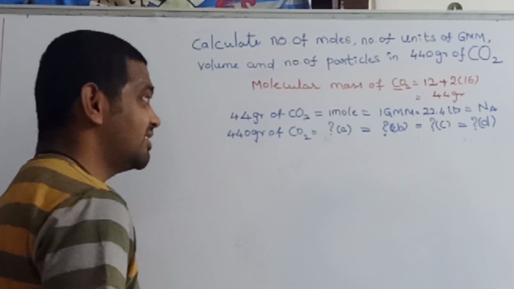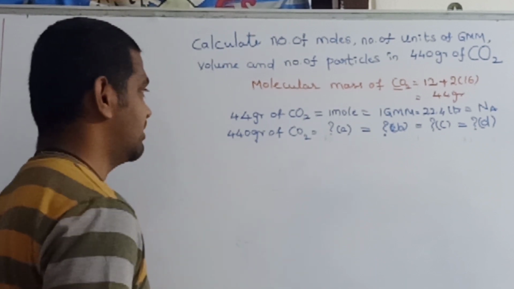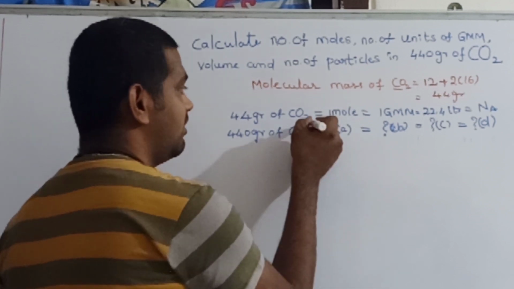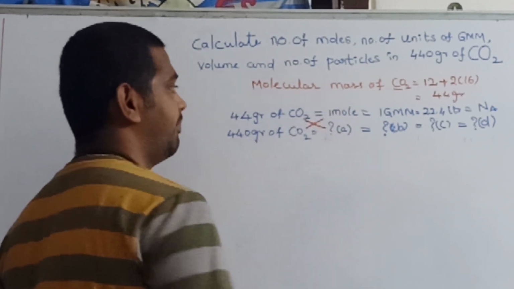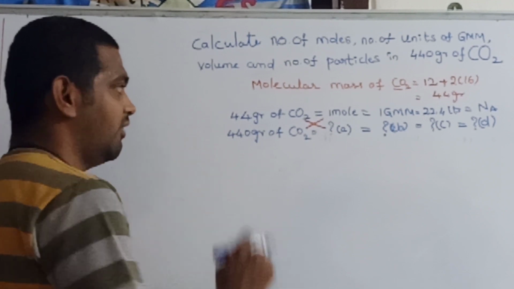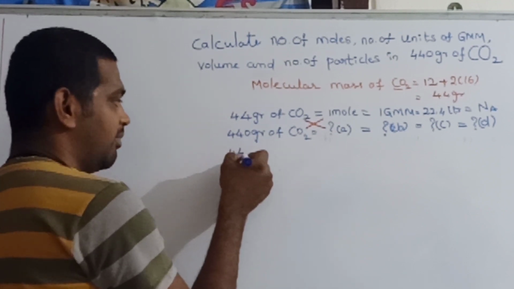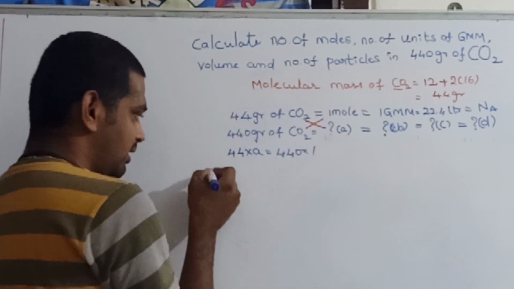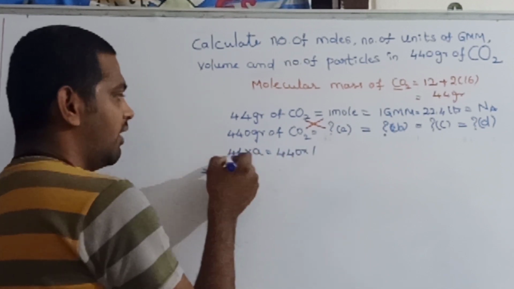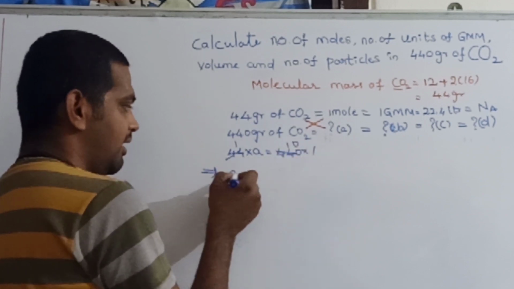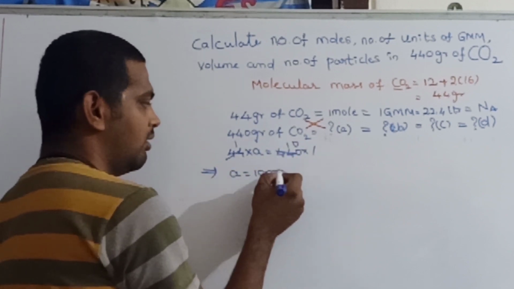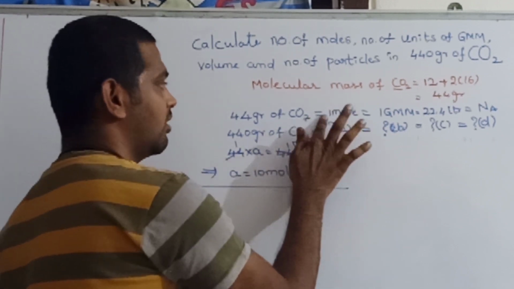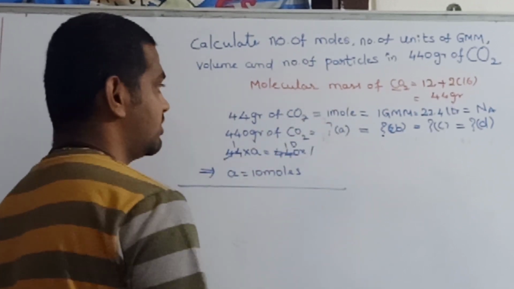So this is the main step to solve these kinds of problems without using a formula. In the next step, you need to do cross multiplication. So now I am going to do cross multiplication between the parameters like this. So 44 into A is equal to 440 into 1. That implies 44 ones are 44, 44 tens are 440. A is equal to 10 moles.